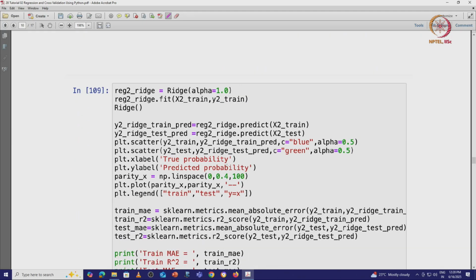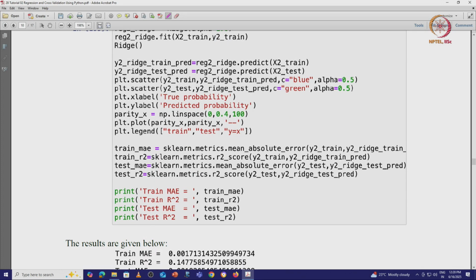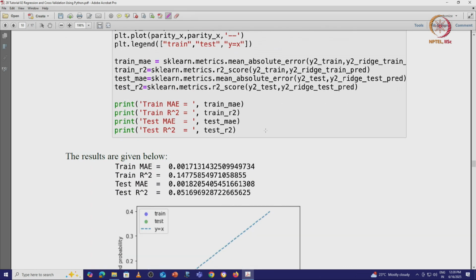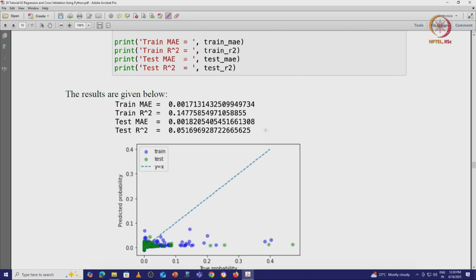Alright, so on to the performance metrics. This is what you get when you train the ridge regression model with a regularization coefficient of 1. This is now for the probabilities, the true and the predicted probabilities, and the results are given here. So, again the results are quite abysmal.